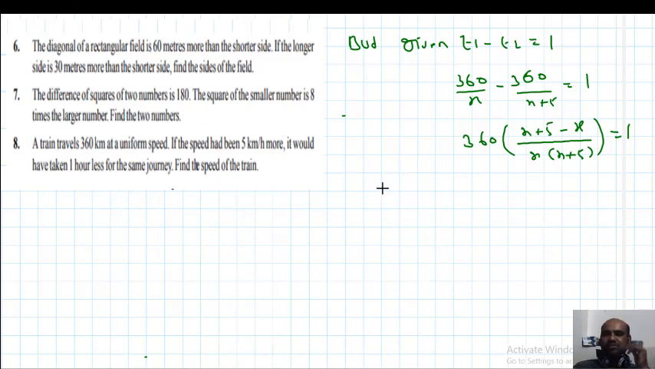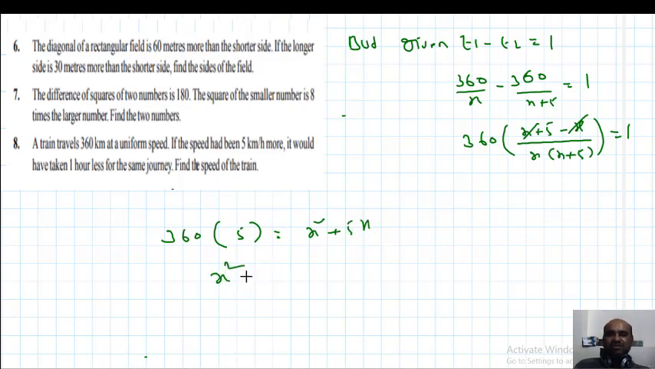So what should I do? This to cancel. So 360 times 5 equal to x square plus 5x, or in other words I can say x square plus 5x minus 1800 equal to 0. Now we need to factorize this.